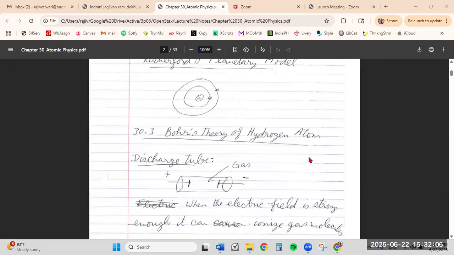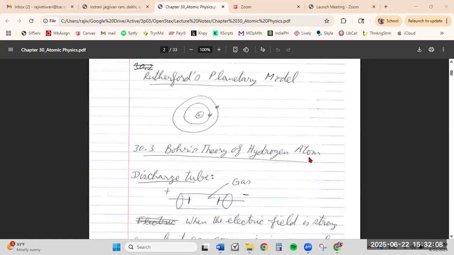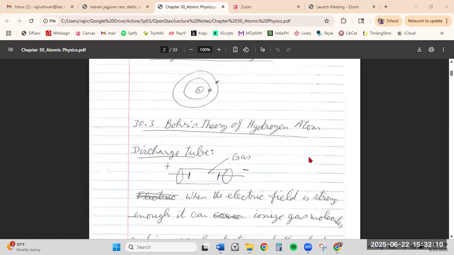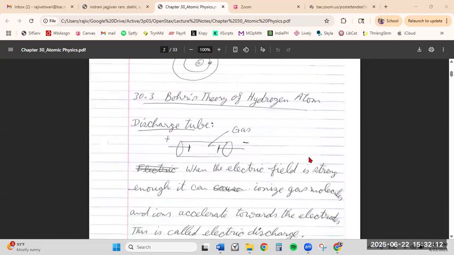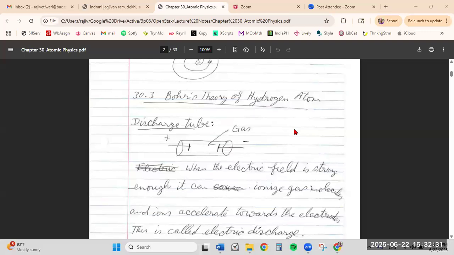To get around this problem with Rutherford's model, Niels Bohr, a Danish physicist, proposed his theory of the hydrogen atom. The reason he looked at hydrogen is because that's the simplest atom that we know. Basically, one proton in the nucleus and one electron orbiting around the nucleus.